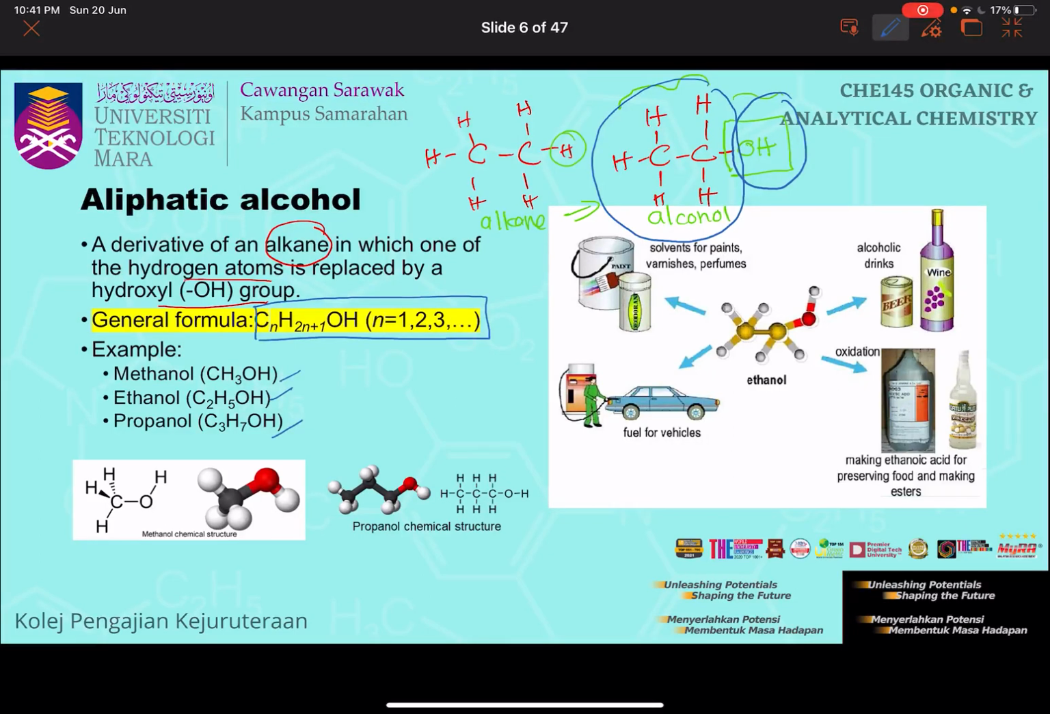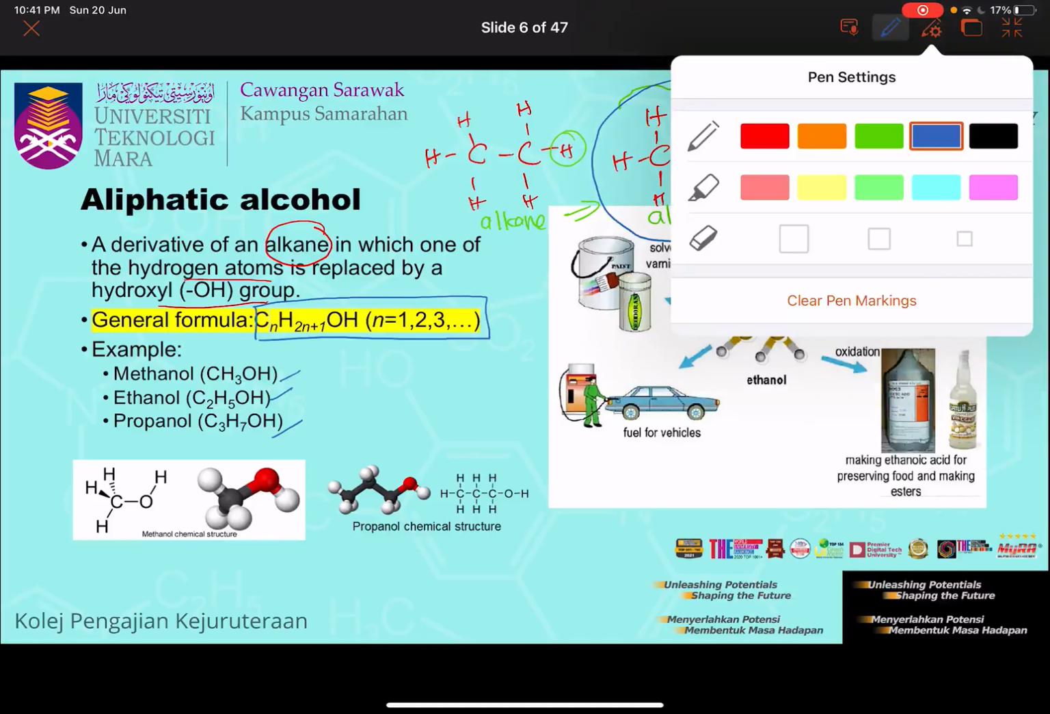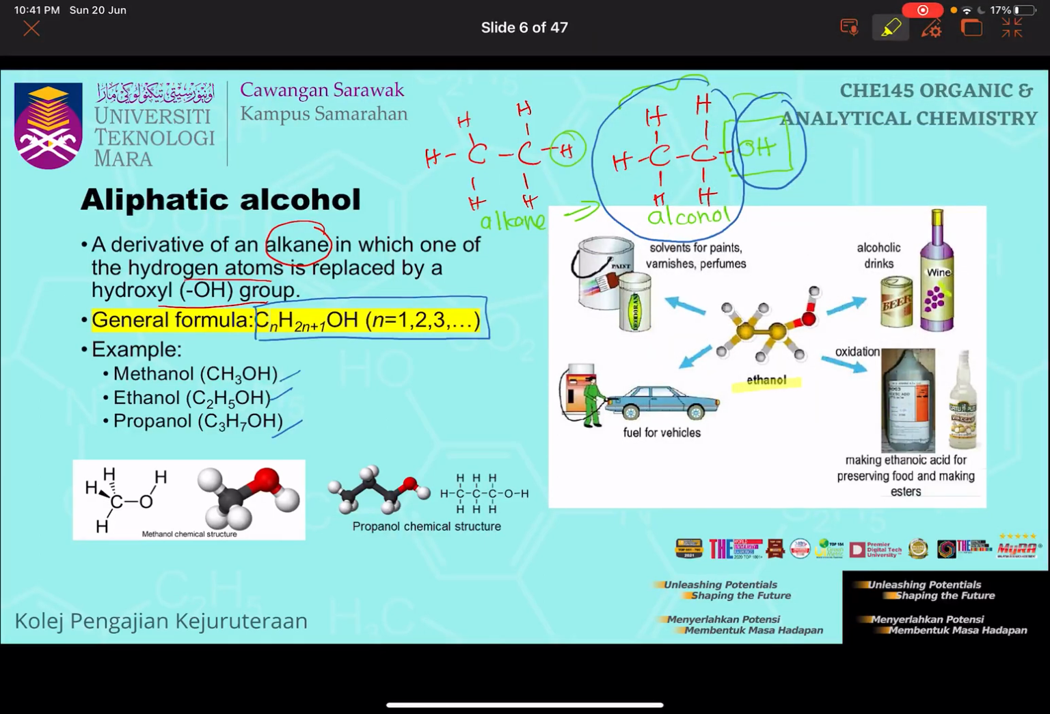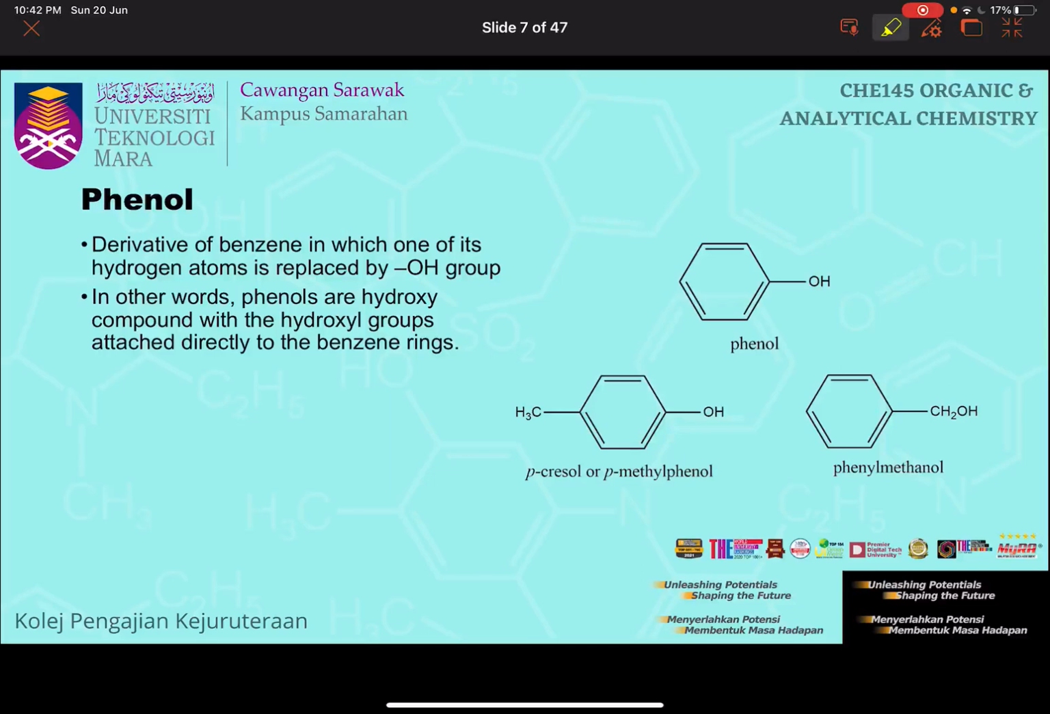Ethanol is the most commonly used. It is used for solvents. It's also in your alcoholic drinks. It is also fuel for vehicles. Yes, the fuel of vehicles does contain some alcohols. And it is also used to make ethanoic acid for preserving food and also making esters.